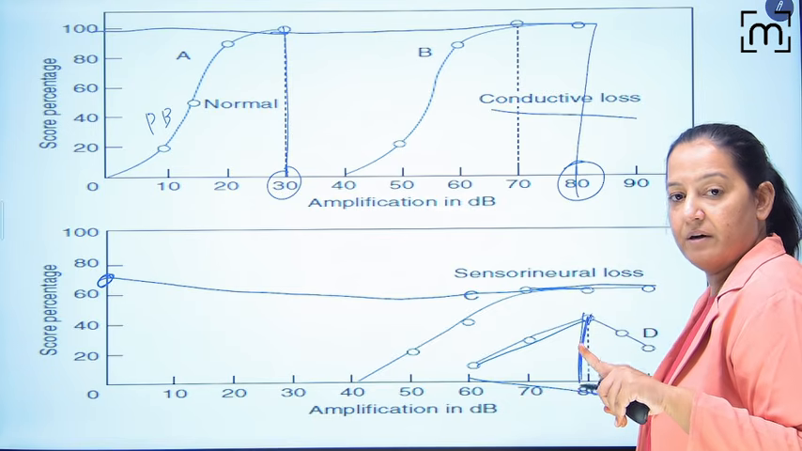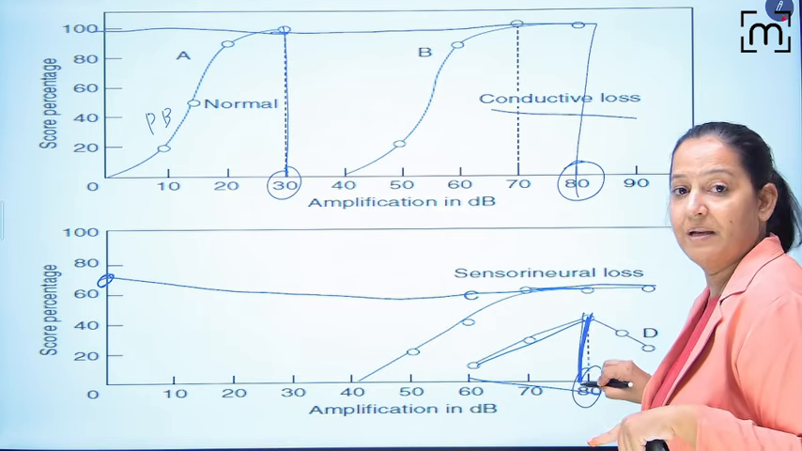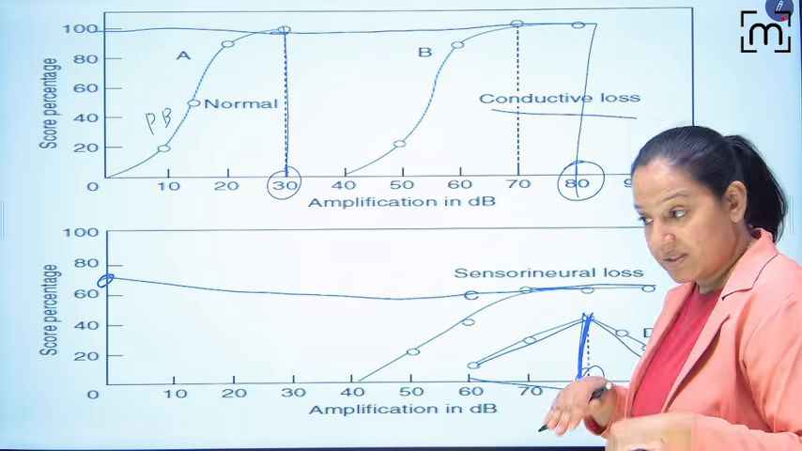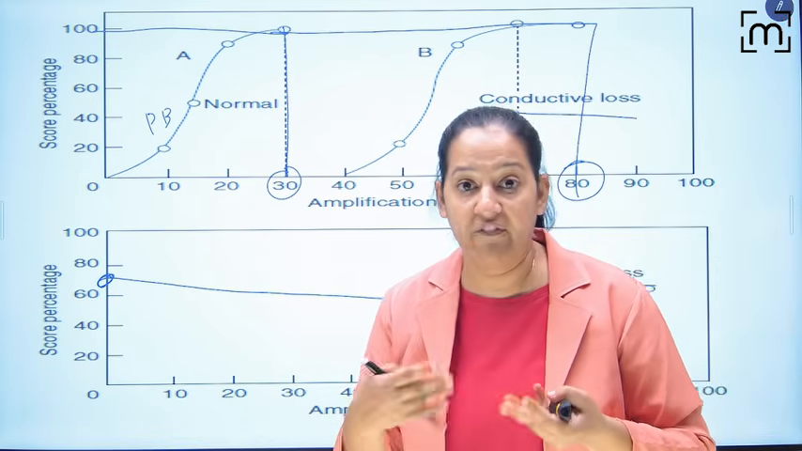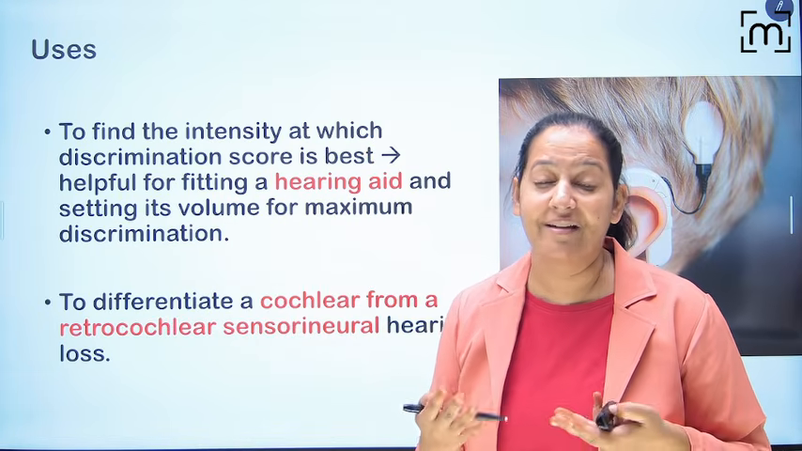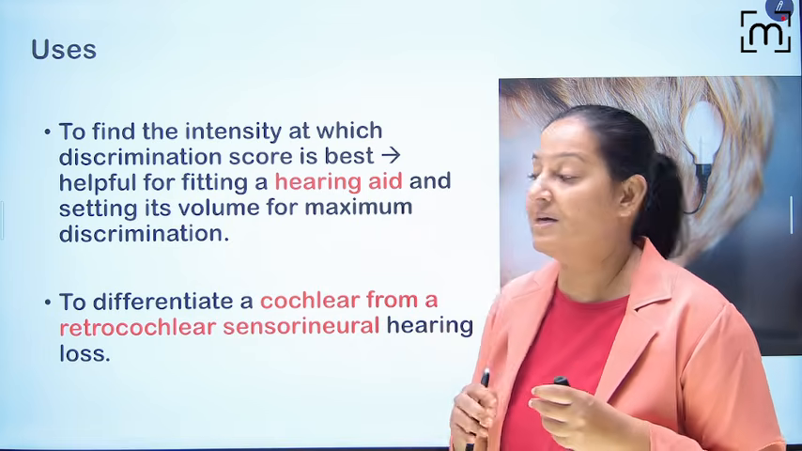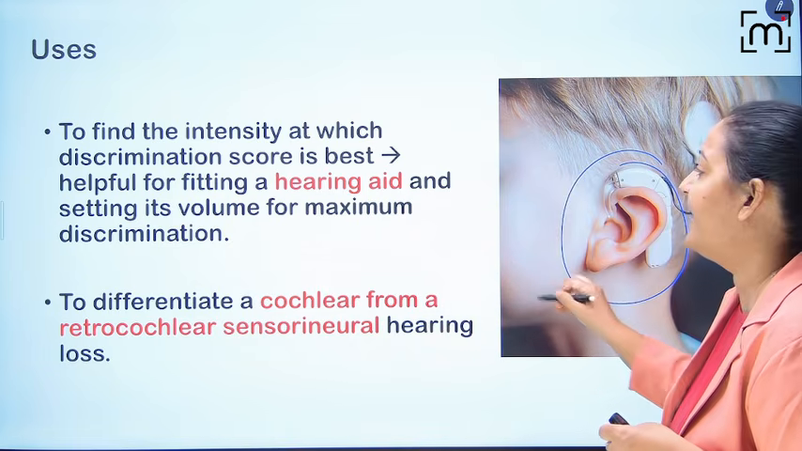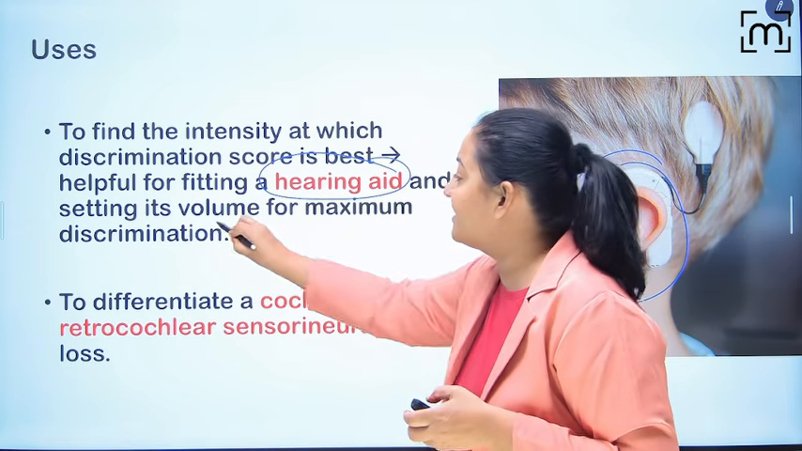After a certain intensity, say 80 decibel, even on increasing the intensity, the score falls. On saying louder words, the score is actually falling, and I told you the reason for that. Now, why are we doing this speech discrimination test? Because we want to put the hearing aid. When we want to put the hearing aid, we want to set its volume.